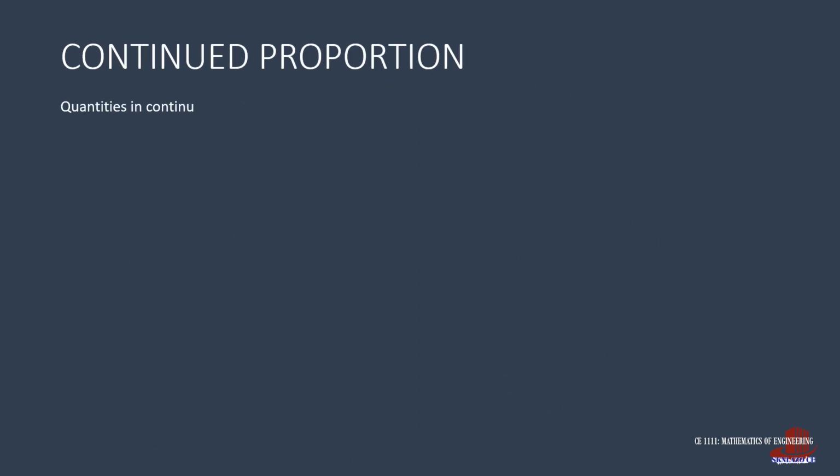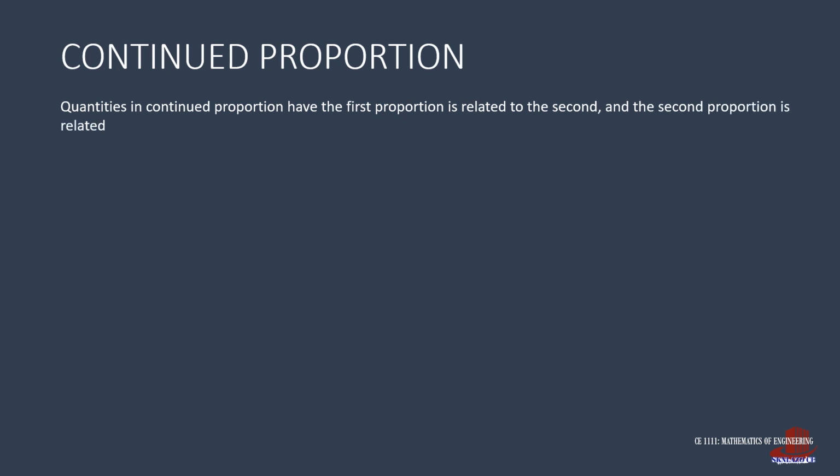Before starting with the examples, let's review a little bit about continued proportion. These are the type which are related, such that the first is related to the second, then the second is related to the third, and so on.